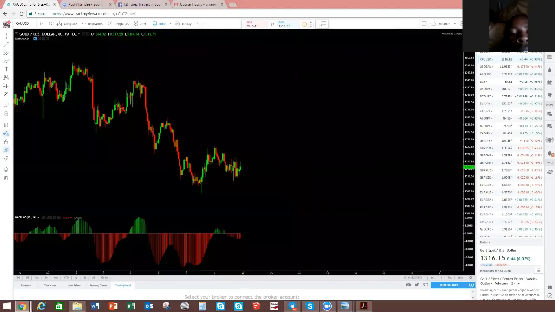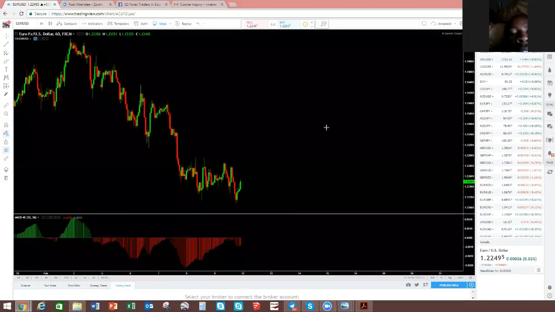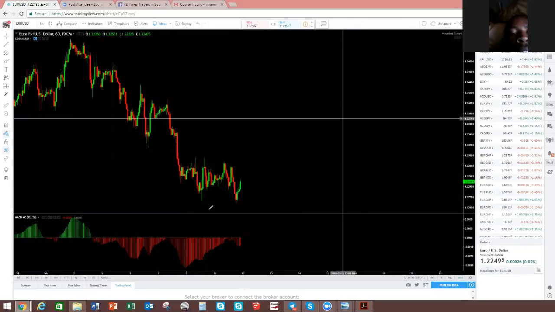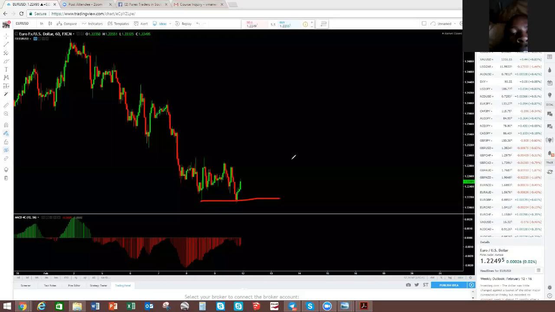So similar to Euro US dollar, we are still in this correction. You see, because gold and Euro US dollar are correlated. So we need to see what happens within this correction. So Euro is going sideways. Gold might do the same before we get a move down. All right. That's gold.